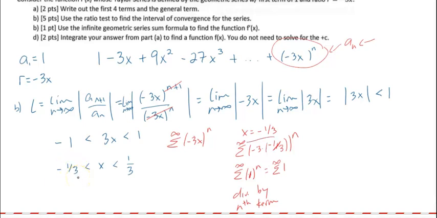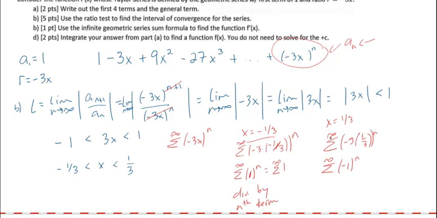And now I need to check. So that was x equals negative 1/3. I'll also check x equals positive 1/3. That gives me sigma to infinity of negative 3 times 1/3 to the n, like that. And that simplifies to sigma to infinity of negative 1 to the n.